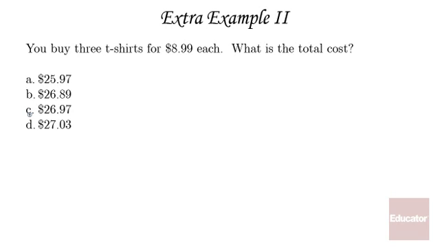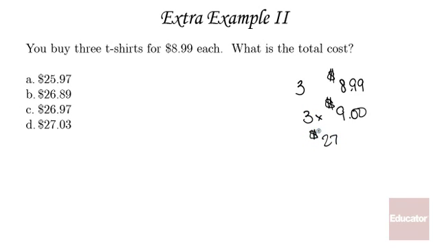You buy 3 t-shirts for $8.99 each. What is the total cost? So this is similar to our first example. I'm buying 3 t-shirts for $8.99 each. Well, I'm going to estimate that $8.99 to a flat $9 to help me cancel out any unreasonable answers. 3 times 9 is $27.